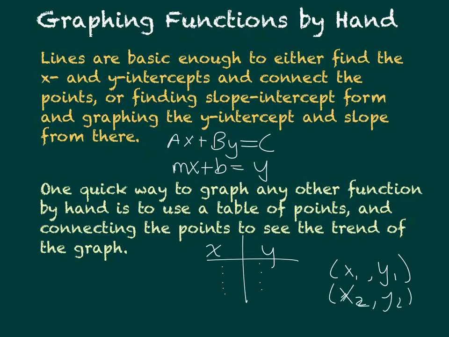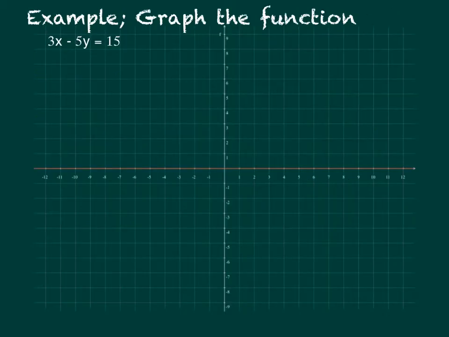Now, you're going to want to make sure that you at least do probably 3 or 4 points to kind of see a trend. If you only do 2 points, well, that's a line, and these are not lines. So you're going to have to be careful on those. And so, this first one, 3x minus 5y equals 15. Well, this is in standard form, so I'm going to go ahead and graph the intercepts.